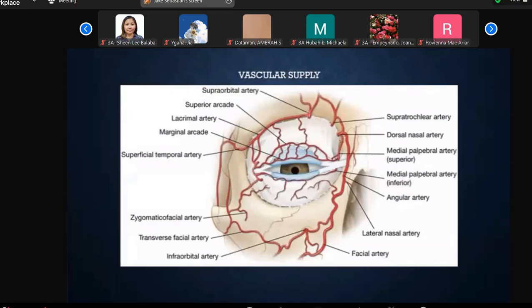More medial to the supraorbital notch is the trochlea. The trochlea is where the superior oblique hinges itself before it inserts into the sclera. So this trochlea here is also where the supratrochlear artery is located. There's also a supratrochlear and infratrochlear nerve, which we can also block to increase anesthesia in this location.